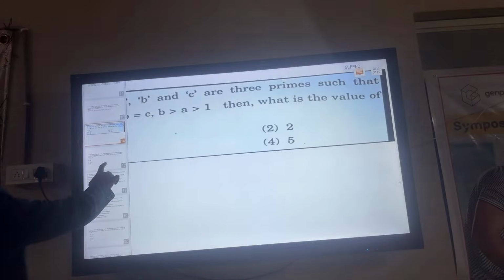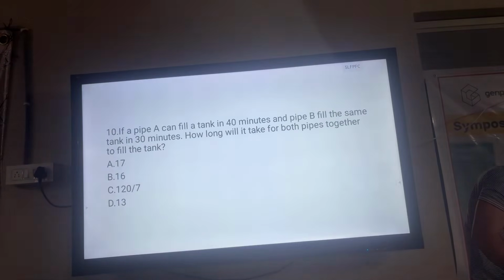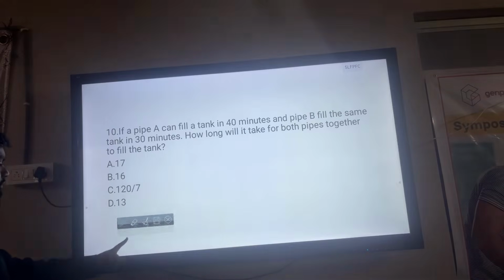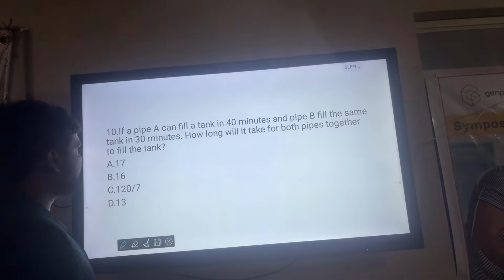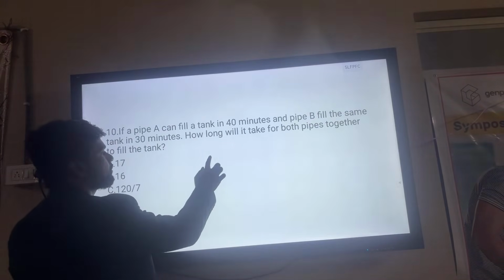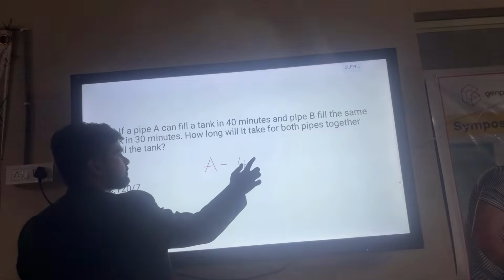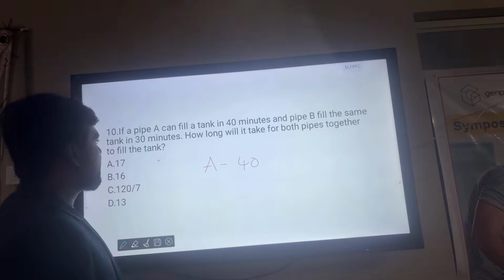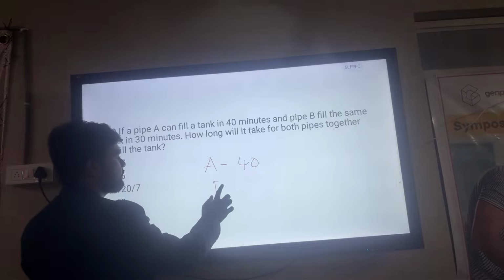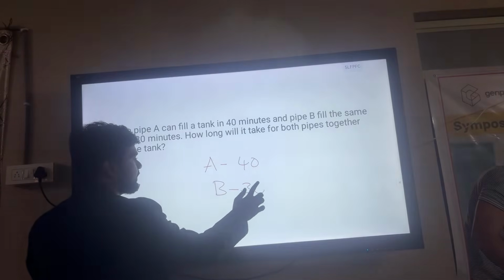Answer this one? Pipe A can fill the tank in 40 minutes. Pipe B will fill the same tank in 30 minutes.